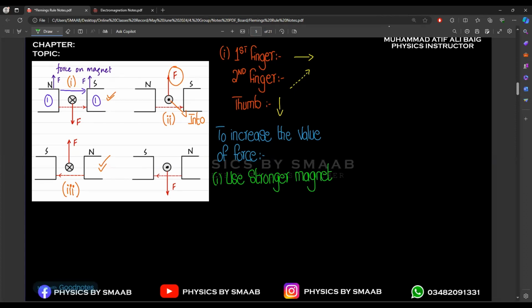Using a stronger magnet, we can generate a strong magnetic field. And the second one, increase the value of current.